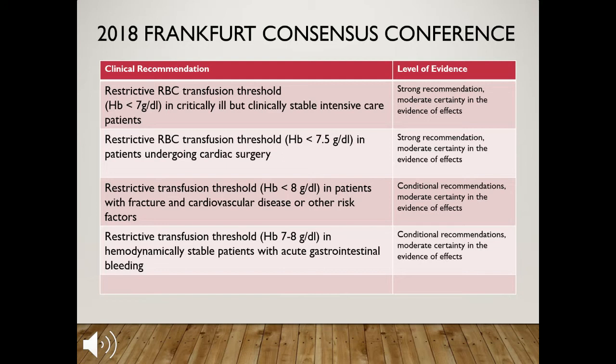How about in patients with fracture and cardiovascular disease or other risk factors? The hemoglobin transfusion threshold is less than 8 grams per deciliter. How about in patients with acute gastrointestinal bleeding, which are hemodynamically stable? So the threshold is 7 to 8 grams per deciliter before you would consider transfusion. Okay?